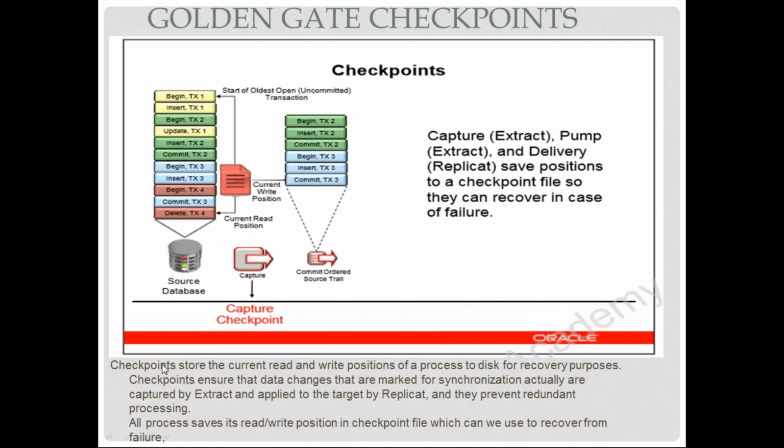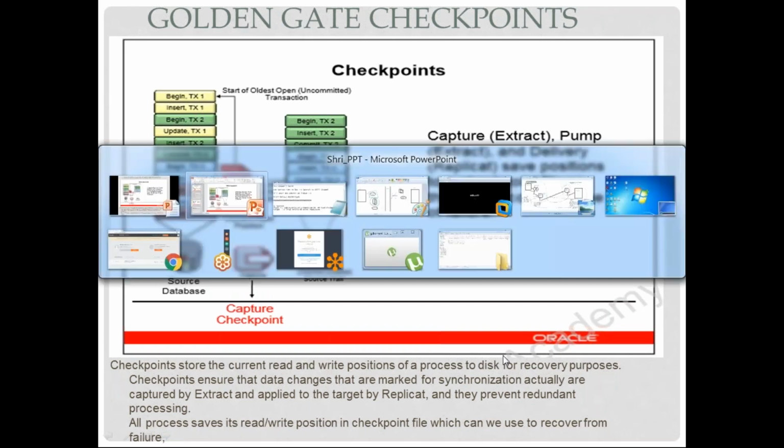Here, the checkpoint process stores the current read and write positions of a process for recovery purposes. Checkpoint ensures that data changes that are marked for synchronization actually are captured by extract and applied to the target by replicat, and they prevent redundant processing. All processes save their read and write checkpoints in the checkpoint file, which you can use to recover. Now let me show you this with an example.